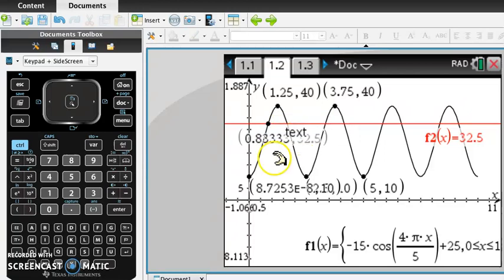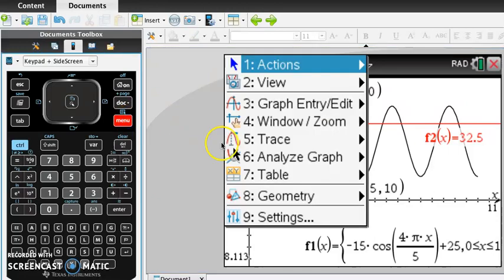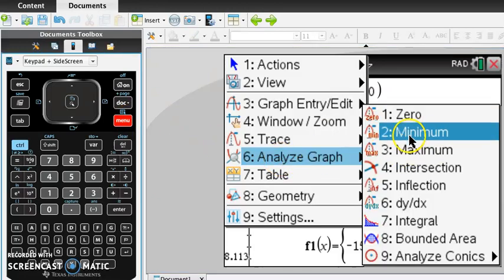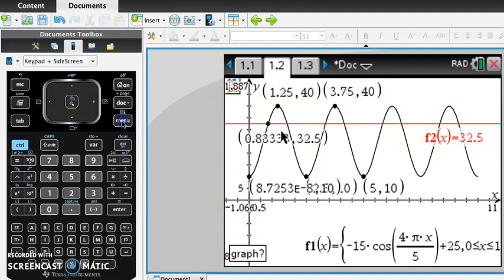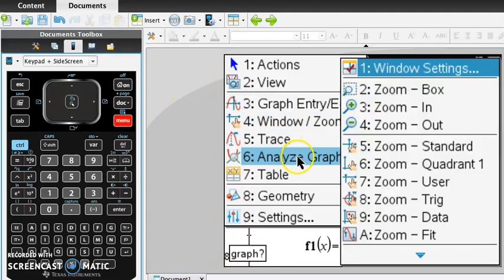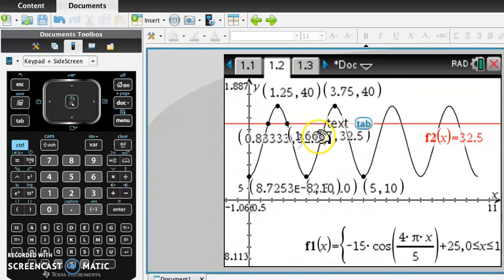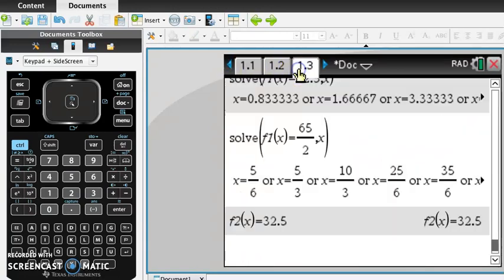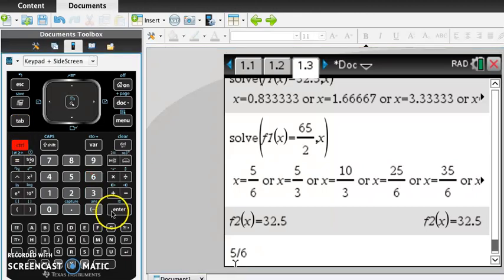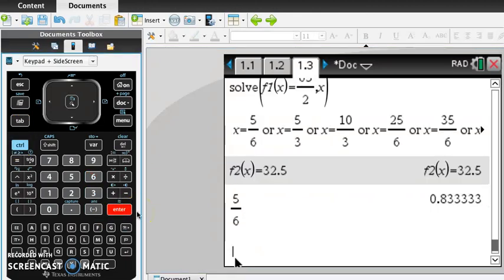0.833, notice it's a decimal. And if I get the next one, no, sorry, not the minimum. Analyze the graph intersection point, and there. So those values of 0.8333 and 1.66, they correspond to 5/6, 5 divided by 6, yeah, and 5 divided by 3.